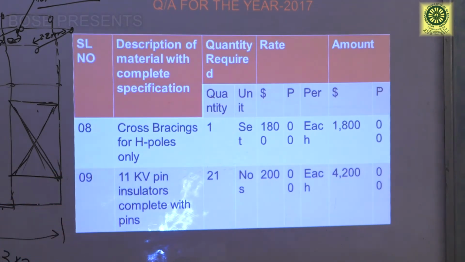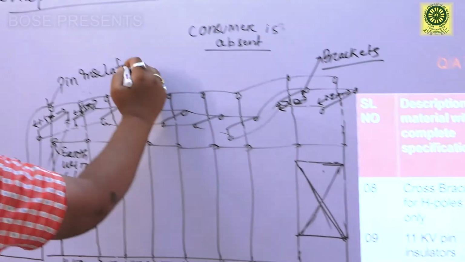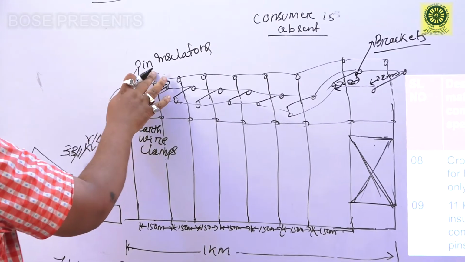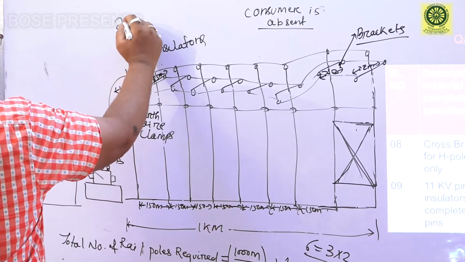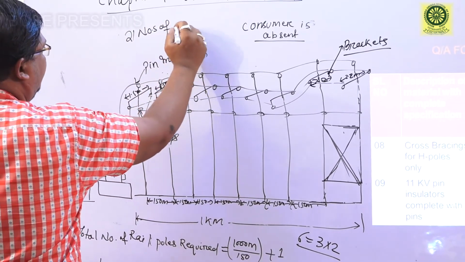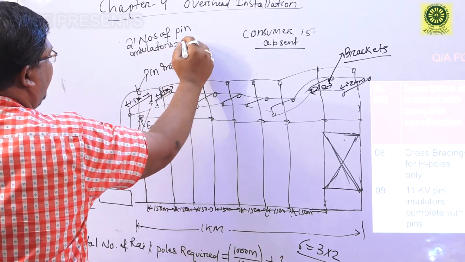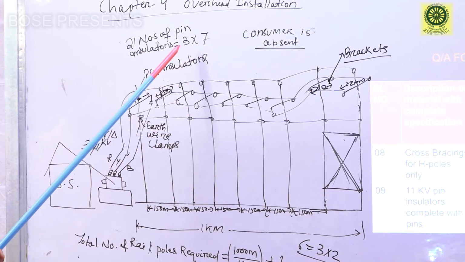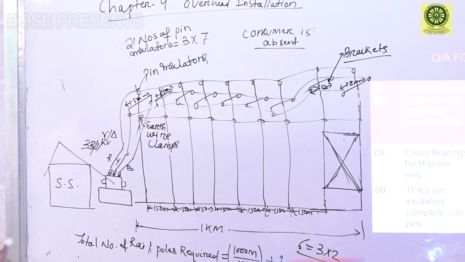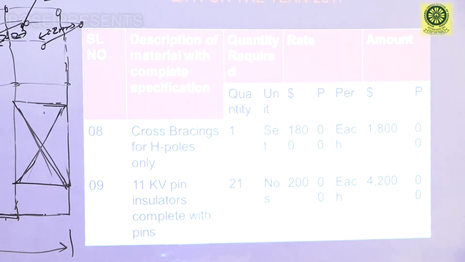Then 11 kV pin insulator, 21 numbers required. These are pin insulators. For 1 pole we have 3 pin insulators. So we have 7 poles, which means we will require 21 pin insulators. How is it 21? 3 into 7. For each pole, 3 numbers are required. So 7 poles means 3 into 7, 21 numbers. Each costs 200, so 21 numbers will cost 4,200 rupees.